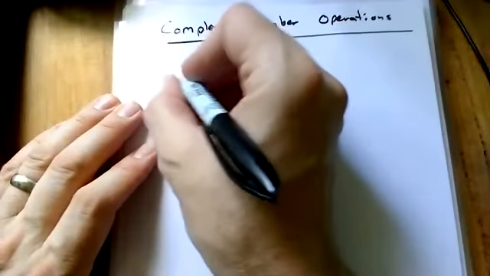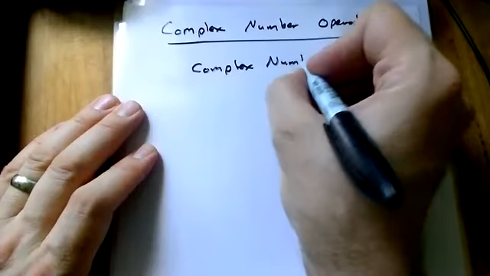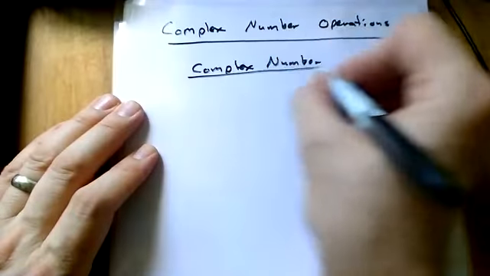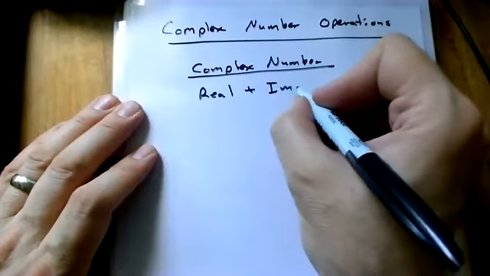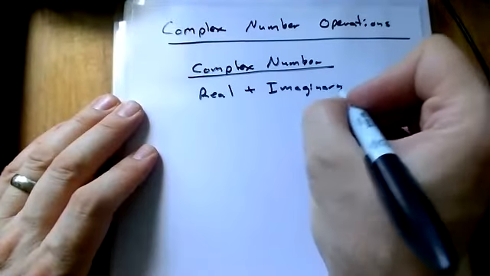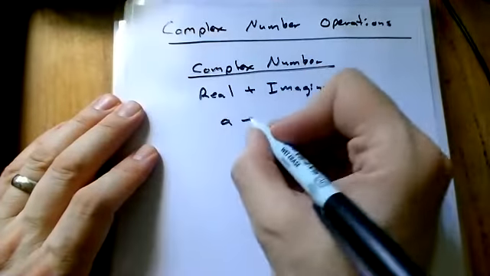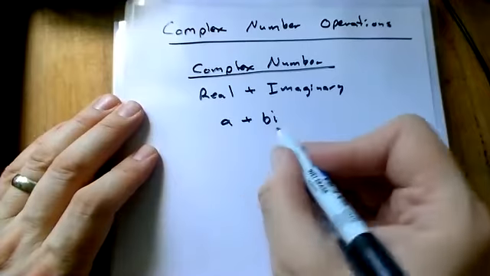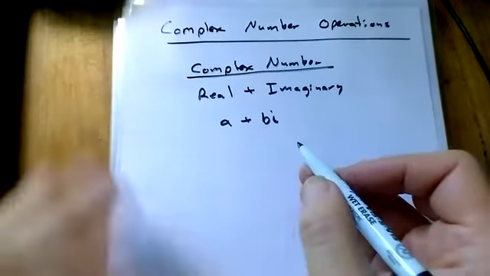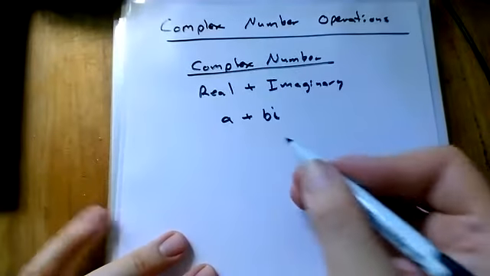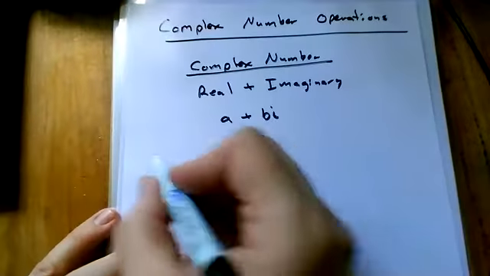So a complex number is a combination of a real plus an imaginary part. And what this means is we'll usually say this is going to be a real, we'll call that A. Our imaginary, this is going to be B, and we'll have that i to show that this is the imaginary part. So when we're doing this, we've got a plus bi. And this is what all of our complex numbers are going to look like.